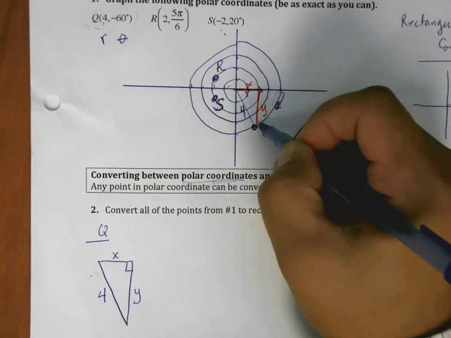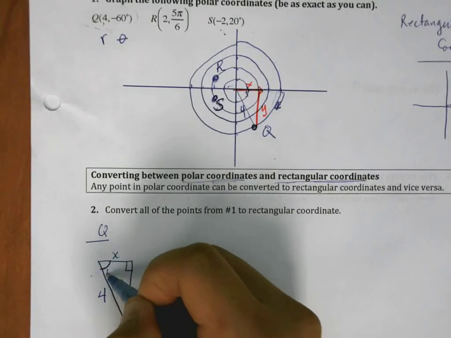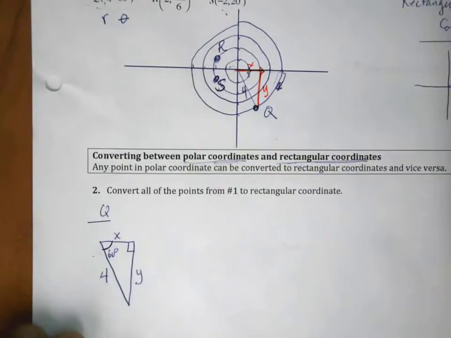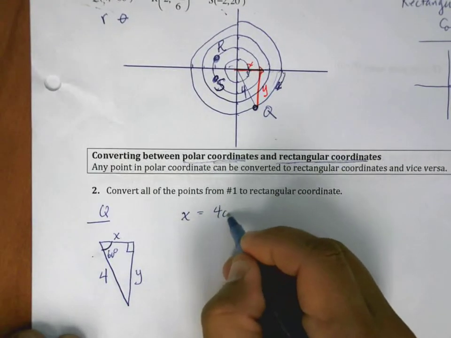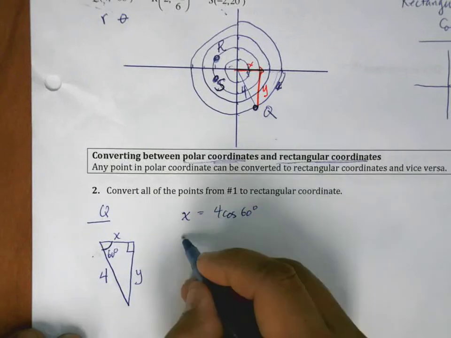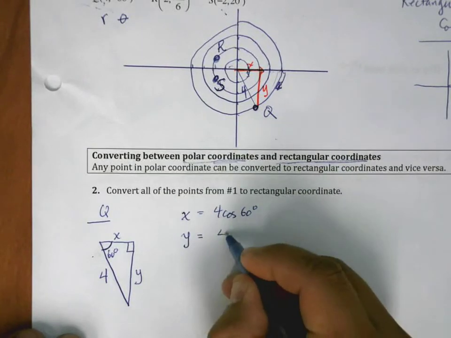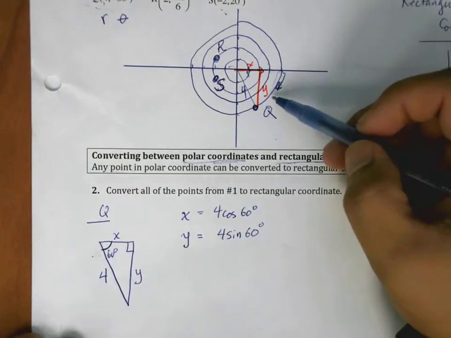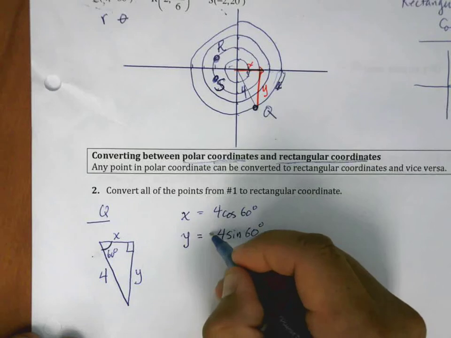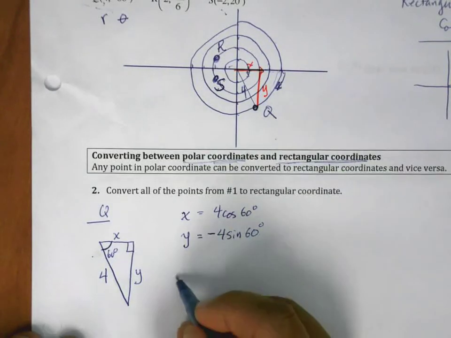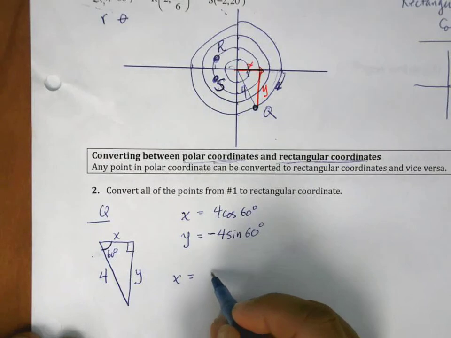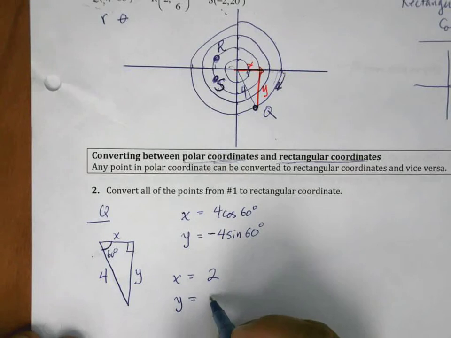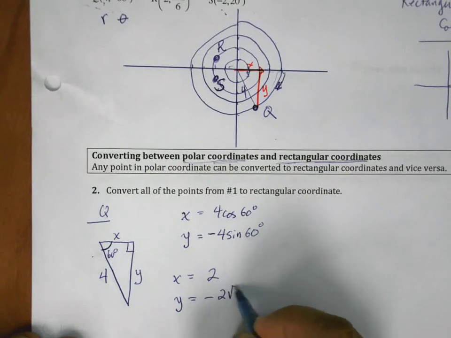Okay. So now we just use some basic trigonometry to help us solve this equation. So x is going to be 4 cosine of 60 degrees, and y is going to be 4 sine of 60 degrees. Okay. But keep in mind here, because this is down in the fourth quadrant, we know that y has to be a negative number. Okay. So 4 cosine of 60, cosine of 60 is just 1/2, so that's 2. Sine of 60 is root 3 over 2, so this is negative 2 root 3. Okay. And these are our rectangular coordinates for Q.